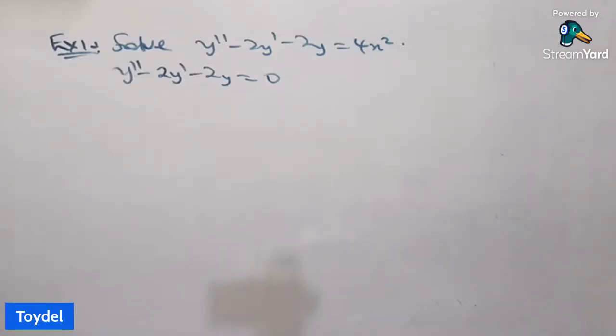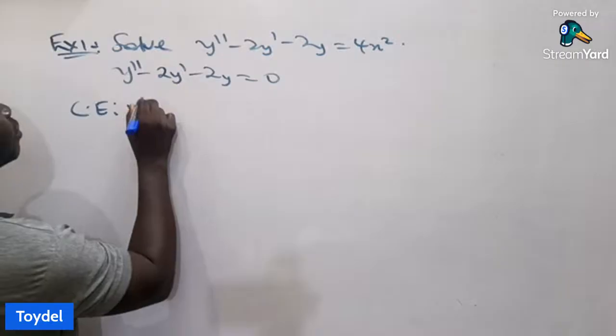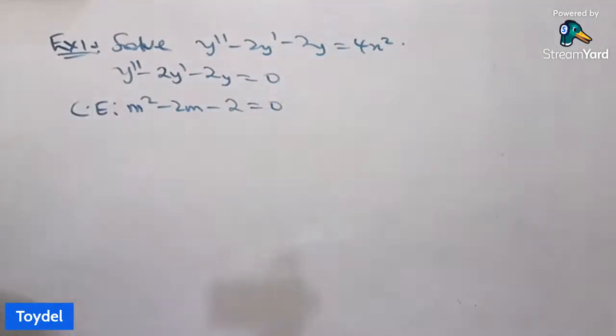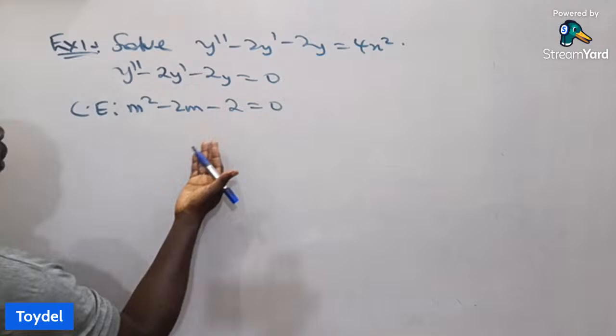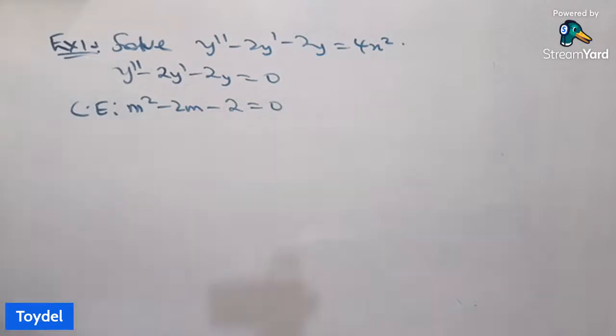So the characteristic equation in this case will be m squared minus m minus 2 is equal to 0. That's what you're going to get. Then what are the values here? How do we solve this? Let's go ahead and solve this.